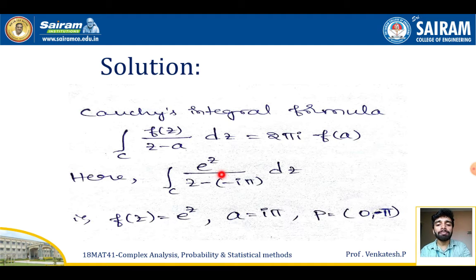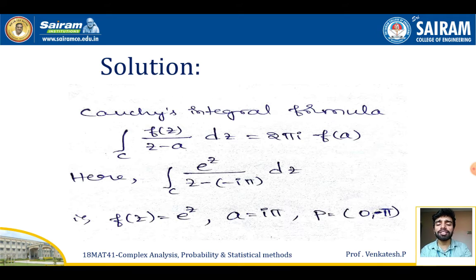So here we can compare this one and this one. It is clear that f of z is nothing but e power z, and a is equal to minus i pi. The point will be (0, minus pi). Since a is equal to minus i pi, the point lies on the negative y-axis, like this. So x is equal to 0, y is equal to minus pi will be the point.